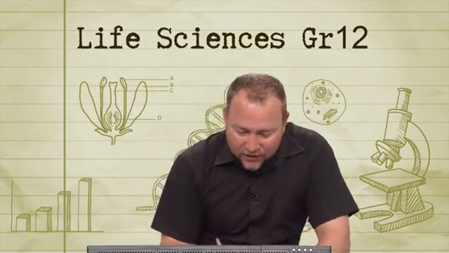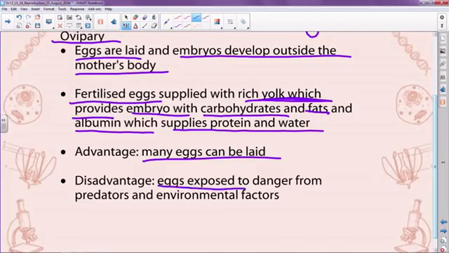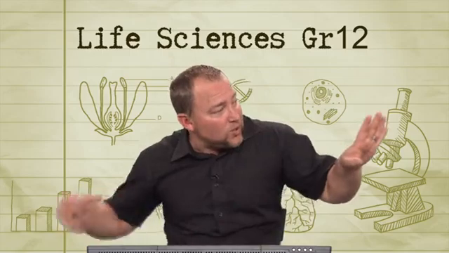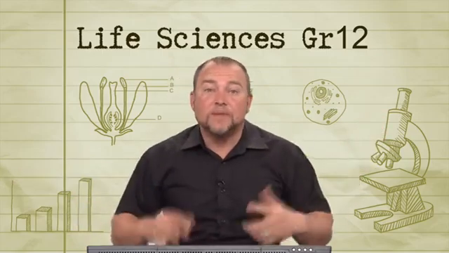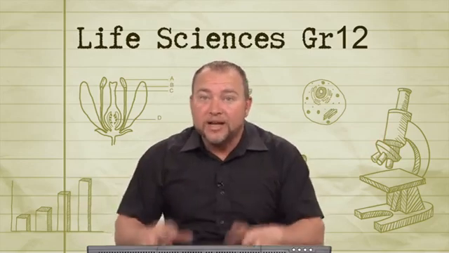Next one, the disadvantages: eggs are exposed to the danger of predators and environmental factors. In other words, once they're out there, anybody can steal them. That's why they lay so many eggs, because once the mother's looking that way, someone steals an egg to eat. It's a good food source. So that is oviparous. O for an egg. We all got that, outside of the mother's body.